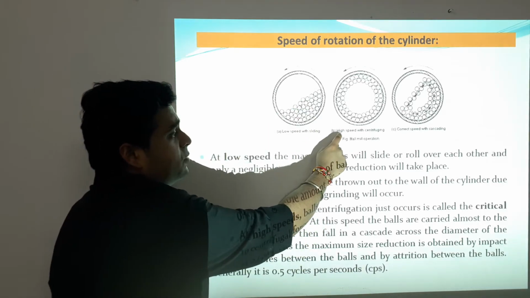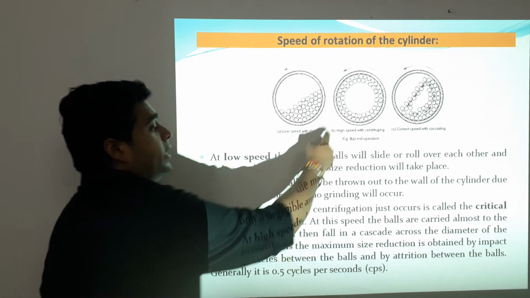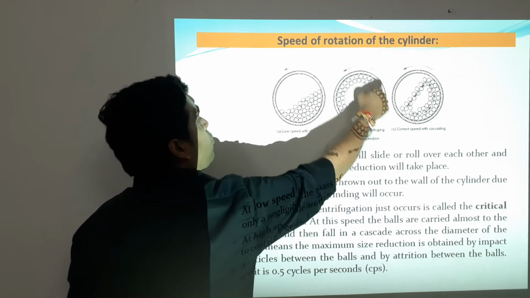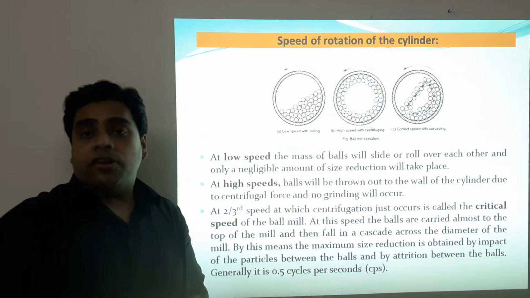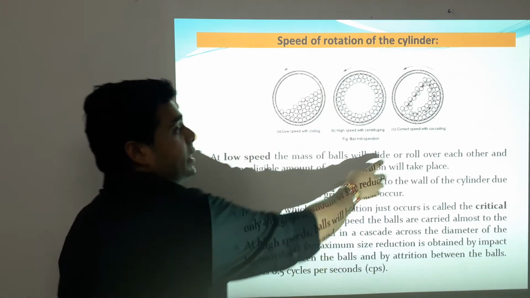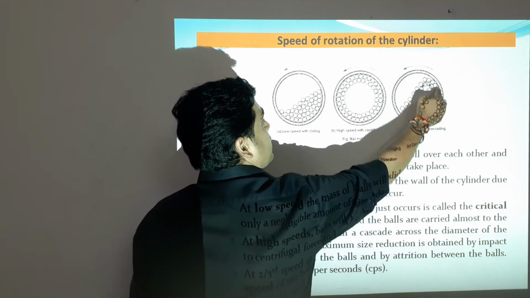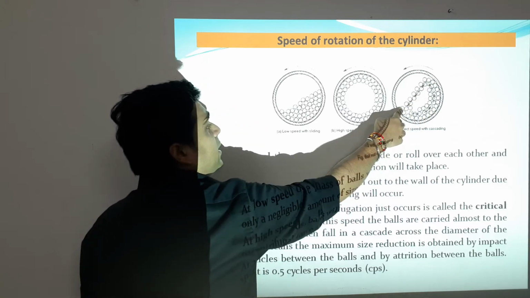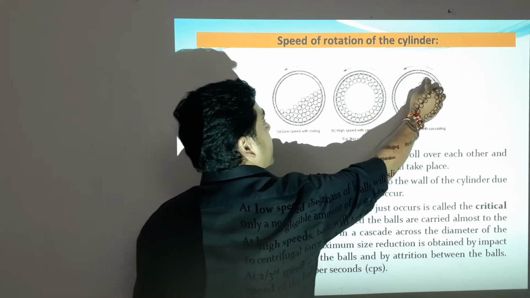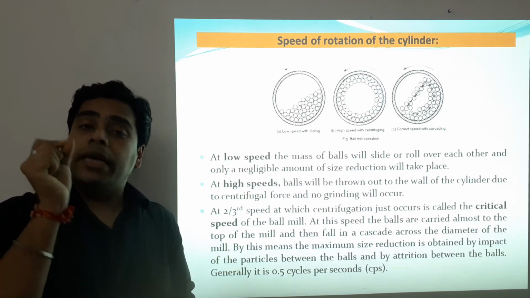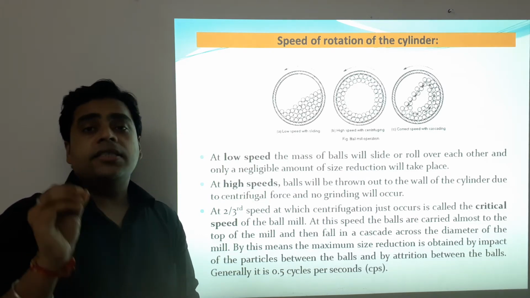Next, this is the high speed with centrifuging. So in terms of high speed, if this is rotating constantly, all the balls are also rotating due to the effect of the centrifugal speed. And this is the correct or the optimum speed, where it is rotating like this and the balls are coming here, then it is only coming down, then it is rotating and then it is happening. So this optimum speed is the particular speed which we need for effective size reduction.